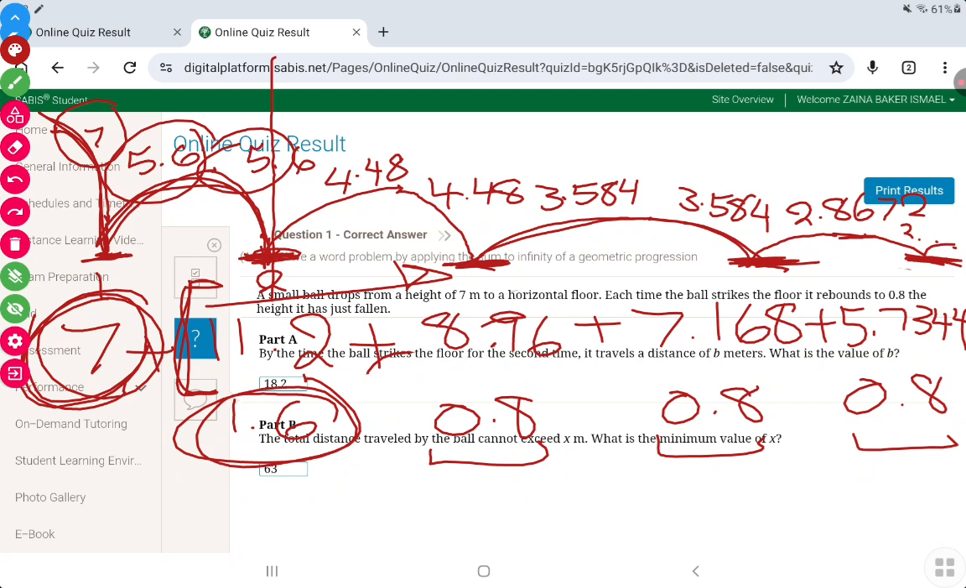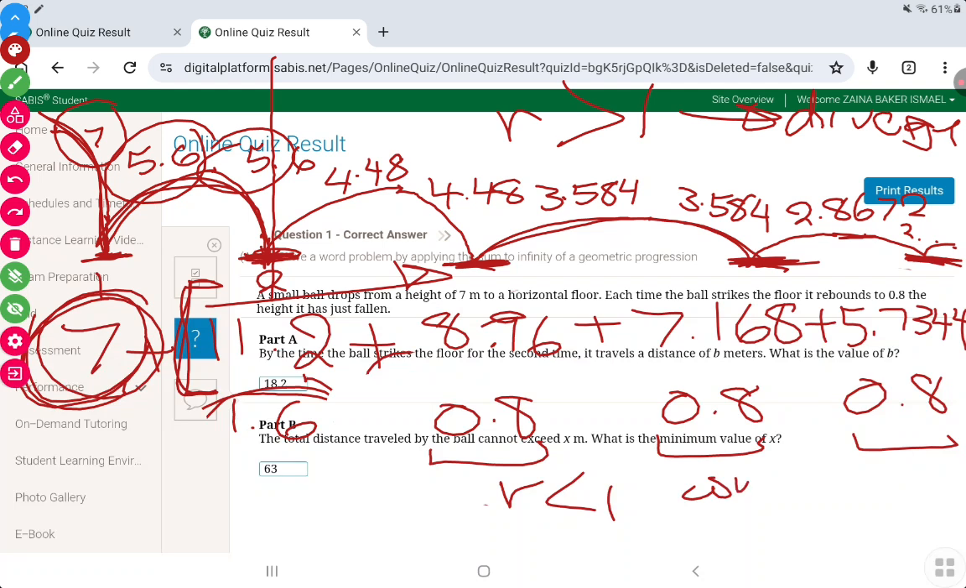The ratio tells us if it's diverging or converging. When you have an infinite progression, a progression that never stops, it can either be converging or diverging. Diverging means it starts from a point and just keeps getting bigger and bigger. Converging means it starts from a big number and then keeps getting smaller and smaller until it reaches a limit, until it reaches a certain point. So how do you know if it's converging or diverging? If the ratio is bigger than 1, that means it's diverging. If the ratio is smaller than 1, that means it's converging.